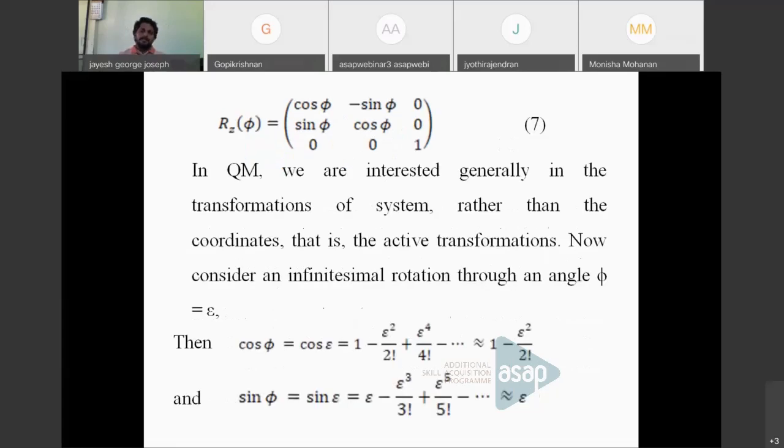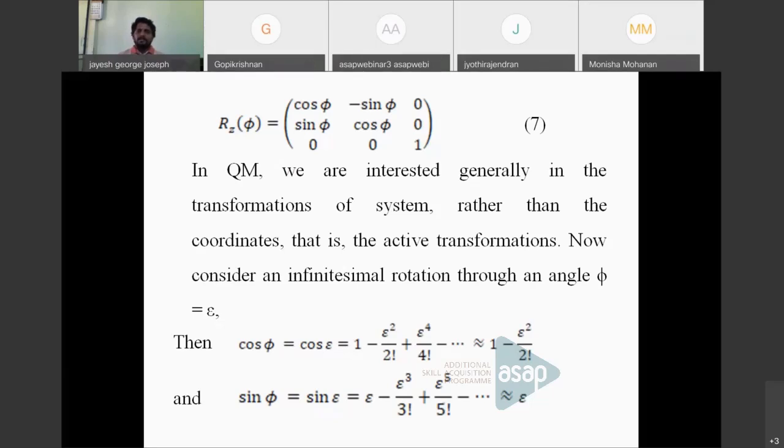R_z of phi is equal to cos phi, since cos of minus phi is equal to cos phi itself, but sine of minus phi is minus sine phi. So that is: cos phi, minus sine phi, 0; sine phi, cos phi, 0; 0, 0, 1. It is equation 7, and it represents the transformation matrix corresponding to active rotation. In quantum mechanics, we are generally interested in the transformation of the system rather than the coordinates. That is the active transformation.